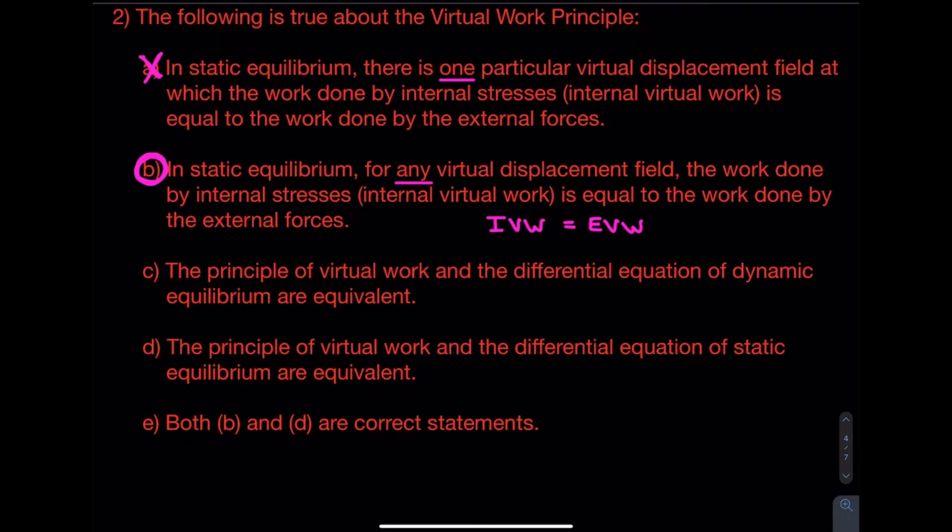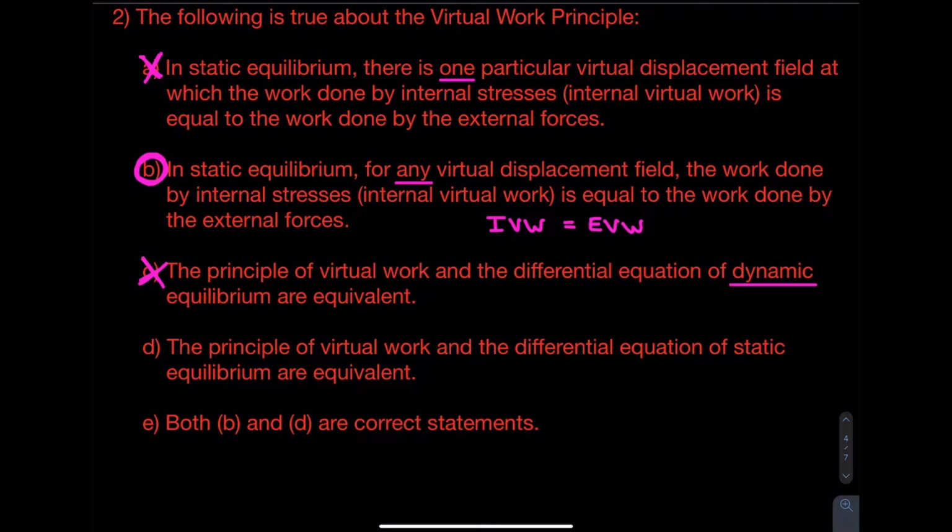If we look down at statement C, it says the principle of virtual work and the differential equation of dynamic equilibrium are equivalent. Now, just like A, this one is incorrect. So we're going to put a big X through it. And the reason why, it says dynamic equilibrium. This is not true. We know that internal virtual work, or the principle of virtual work, is based on static equilibrium, not dynamic equilibrium. So we know that this one's incorrect.